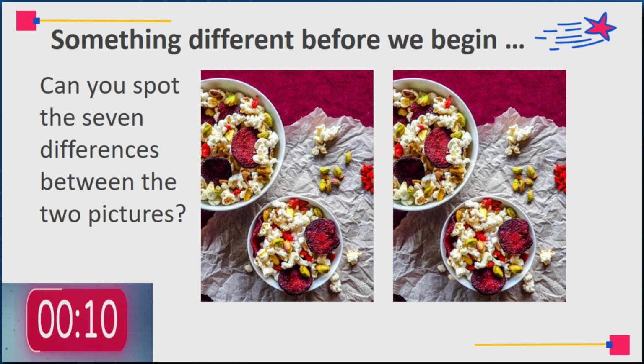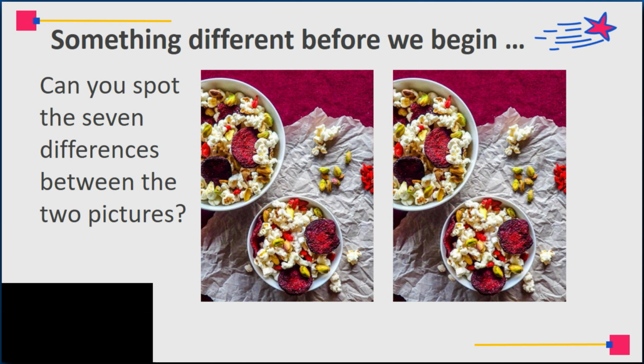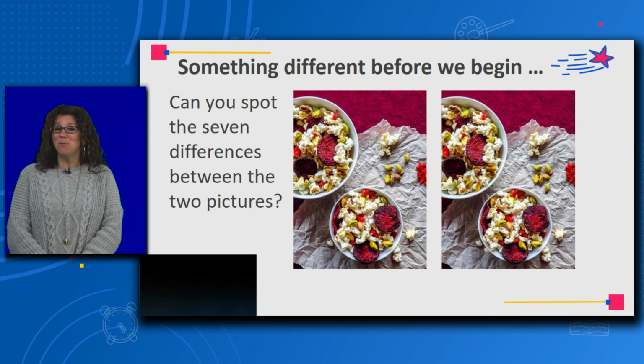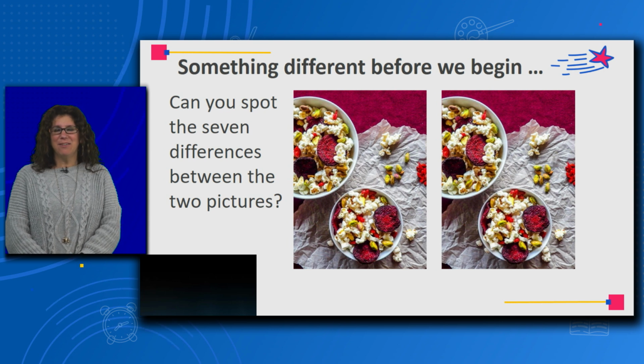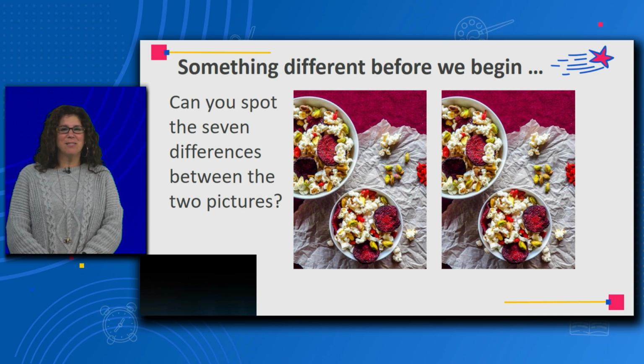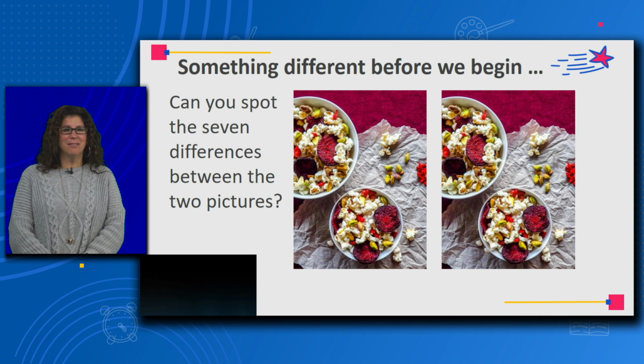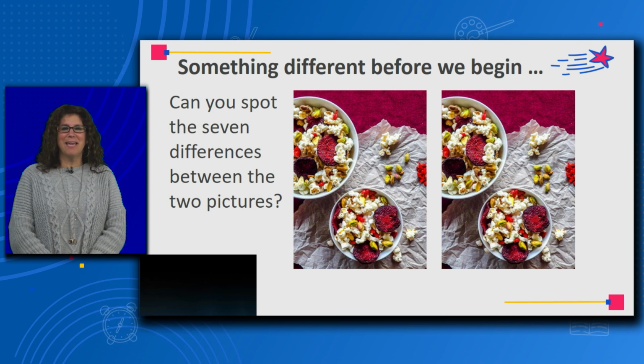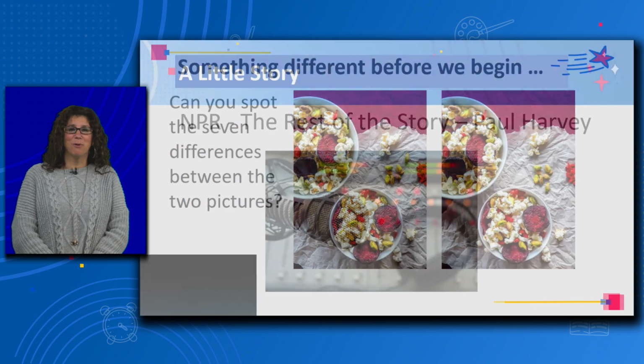You want to tell me what they are? Okay, did you find the 7 differences between the 2 pictures? I'll give you a hint. There's some popcorn. There are pieces of the paper that are not quite right. And there's also some missing nuts. If we have time, I'll give you the answer at the end. But for right now, we're going to go forward.